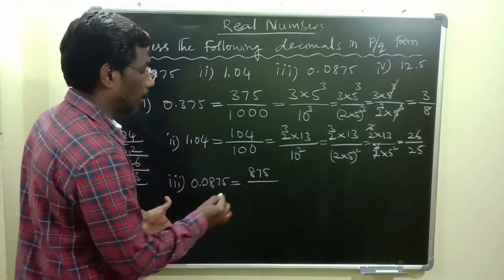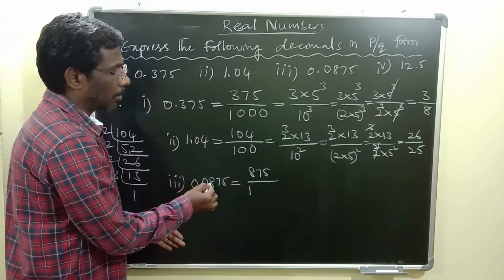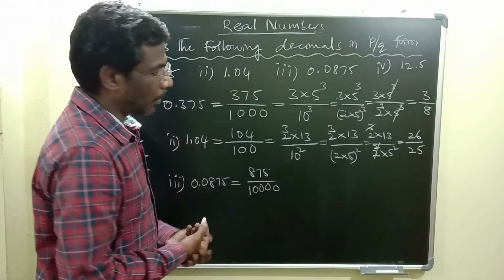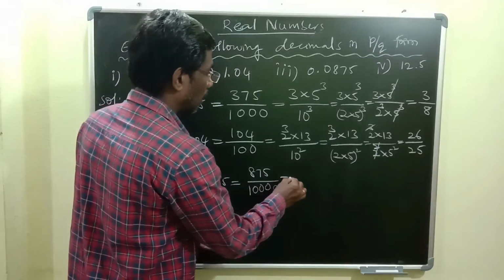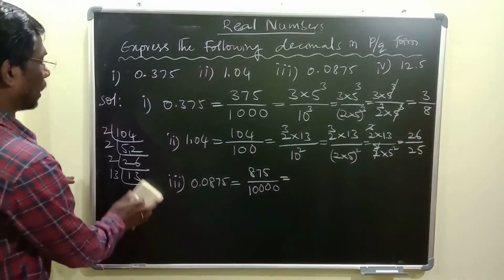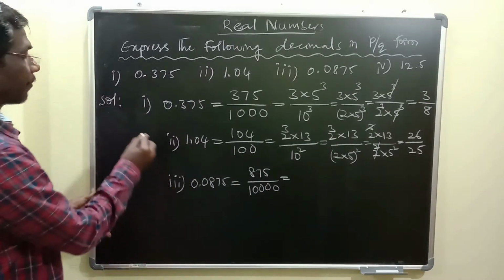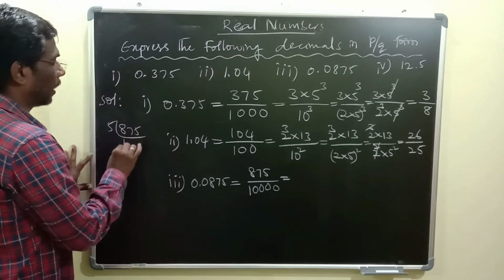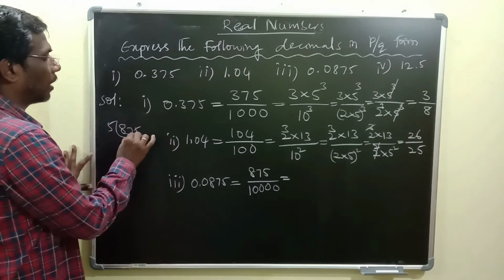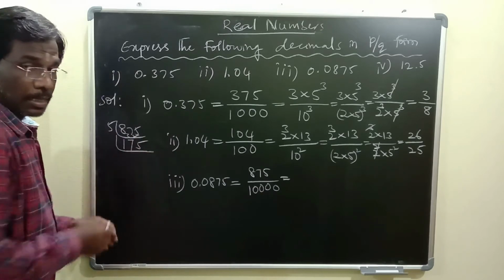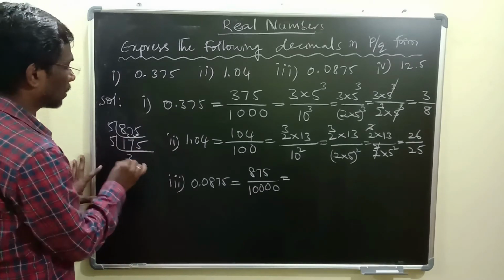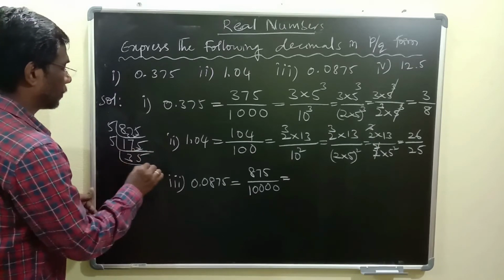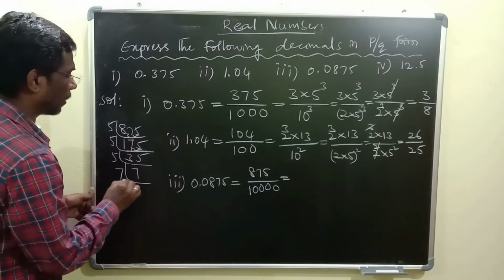875 by 1. After the point, there are 4 digits, so you have to put 4 zeros in the denominator. Now we find the prime factors of 875. 5 ones are 5, 3 remain; 5 sevens are 35, 2 remain; 5 fives are 25. Next, again with the 5: 5 threes are 15, 2 remain; 5 fives are 25; 5 sevens are 35; 7 ones are 7.